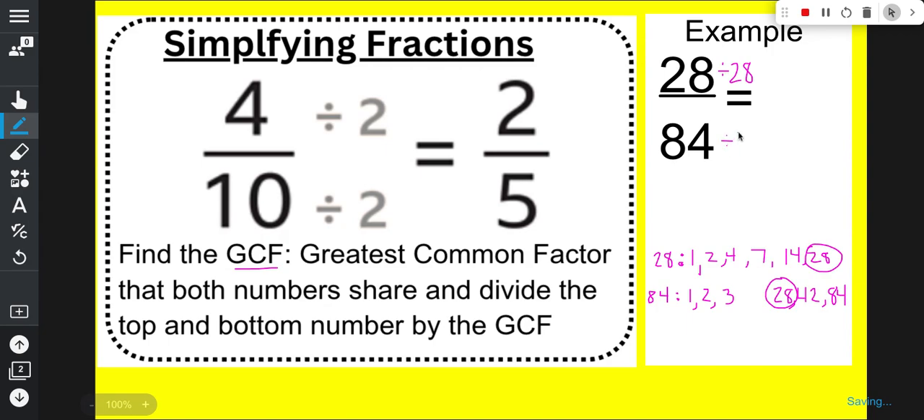And when I divide 28 by 28, I get 1. And when I divide 84 by 28, I get 3. So that would be my most simplified answer because I found the GCF, the greatest common factor that they both share.